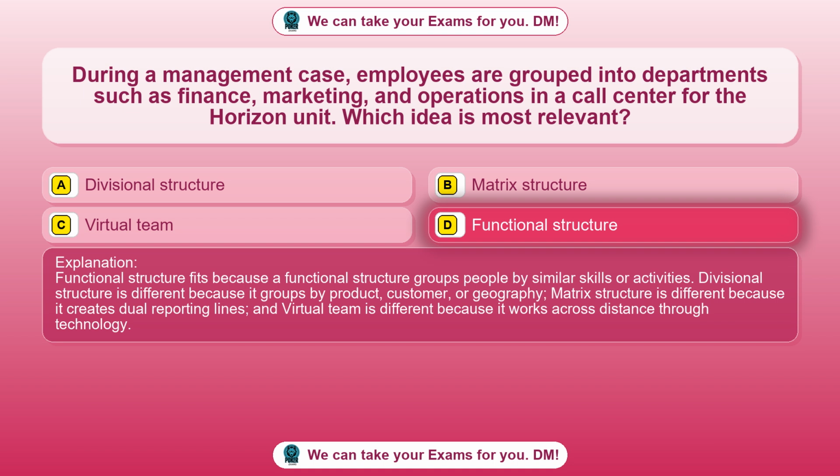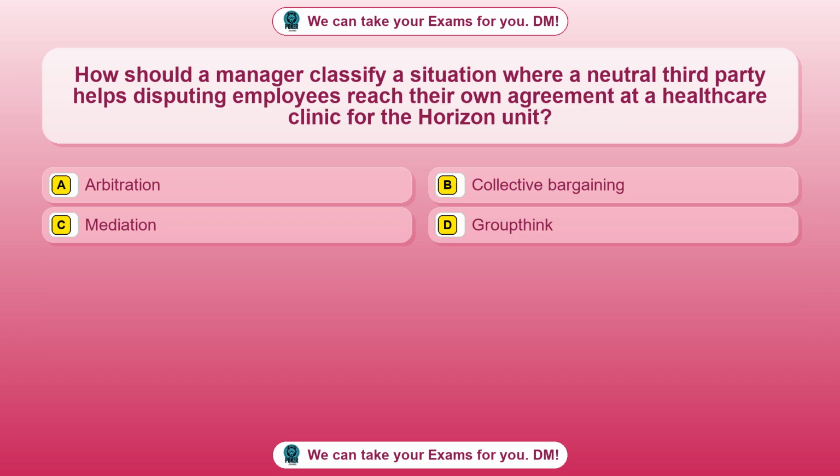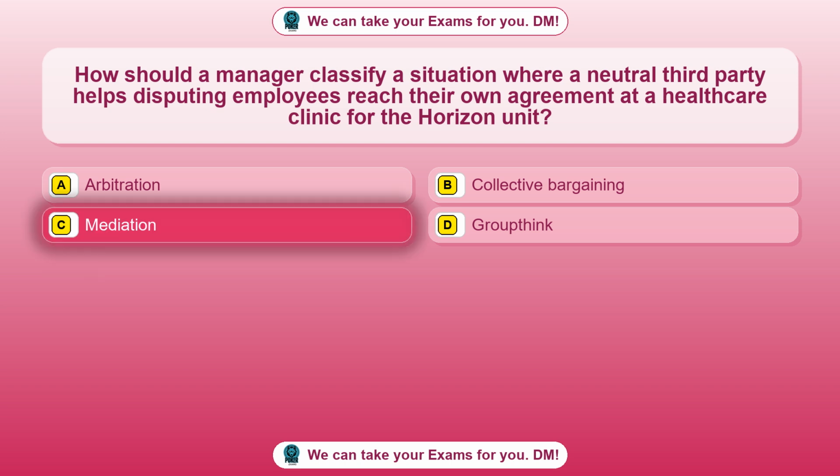through technology. Question 27. How should a manager classify a situation where a neutral third party helps disputing employees reach their own agreement at a healthcare clinic for the Horizon unit? Option A. Arbitration. Option B. Collective bargaining. Option C. Mediation. Option D. Groupthink. The correct answer is option C.